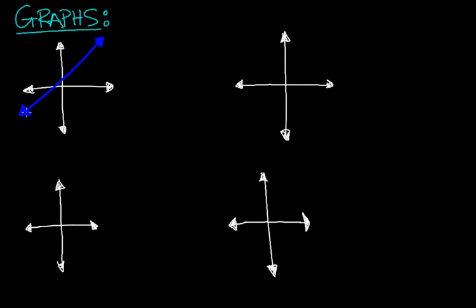The second one, we're going to make a big C, put arrows on the end. It's like a parabola, but it's on its side. Third one is going to look like a V. And the fourth one is going to look like a backwards S.